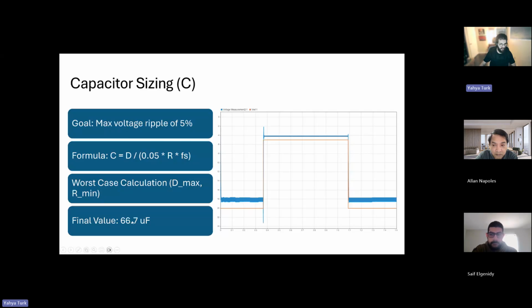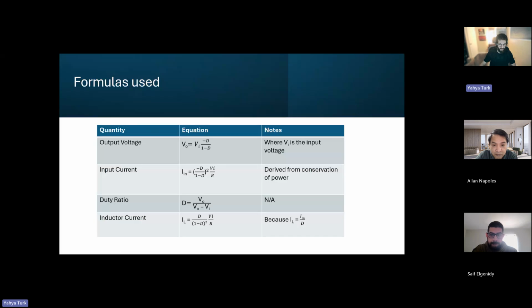And we solve for that to be 66.7 microfarads. We can see here the equations that we used. So this is the equation which we solve for the current through the inductor. We did some clever substitutions because we wanted everything to be a function of D and R, because V in is constant. So this gives us a two input function for all of our components.